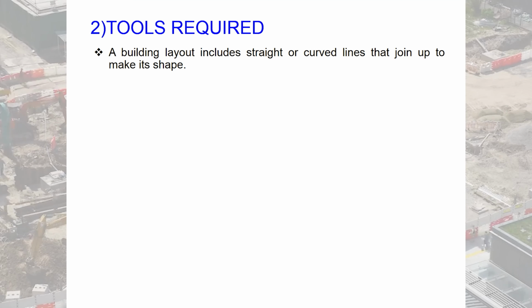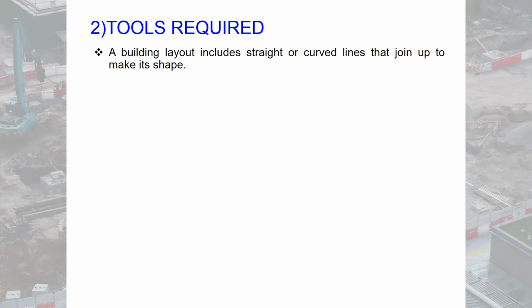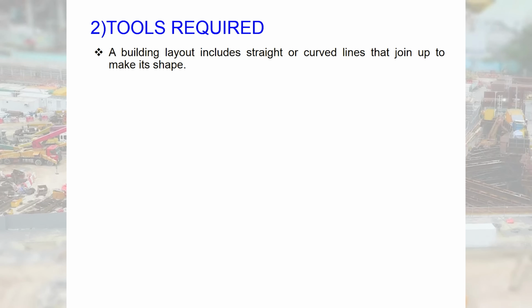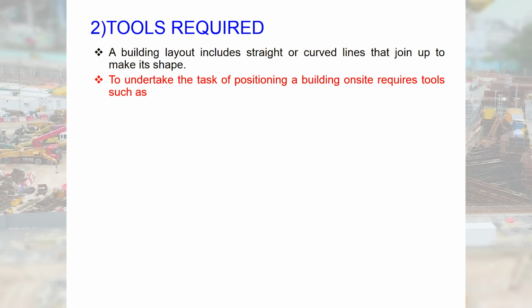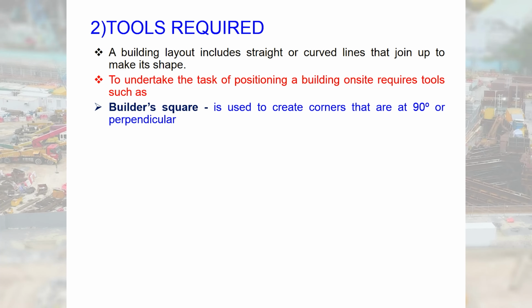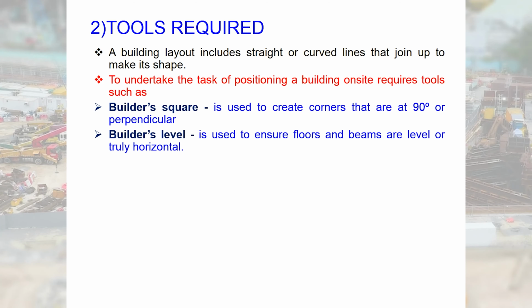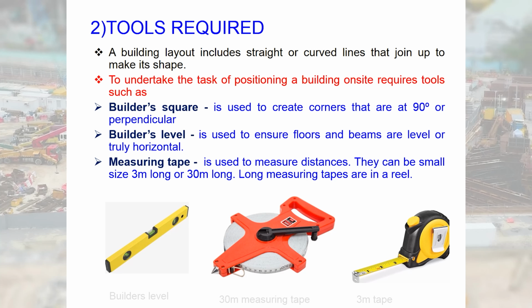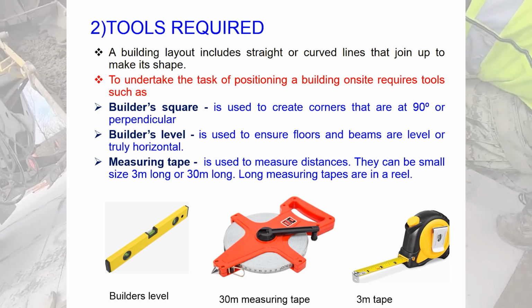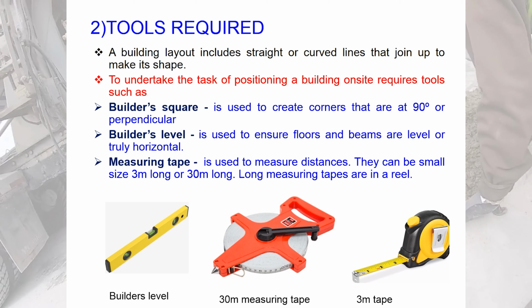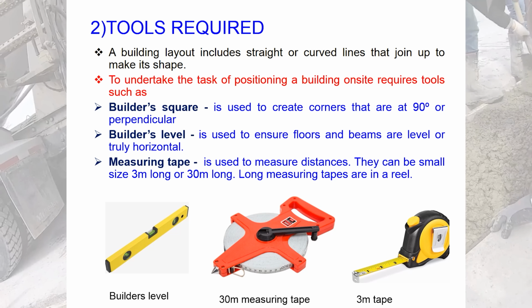Tools required. A building layout includes straight or curved lines that join up to make its shape. To undertake the task of positioning a building on site requires tools such as builder's square, which is used to create corners that are at 90 degrees or perpendicular. Builder's level is used to ensure floors and beams are level or truly horizontal. Measuring tape is used to measure distances. They can be small size, 3 meters long or 30 meters long. Long measuring tapes are in a reel.